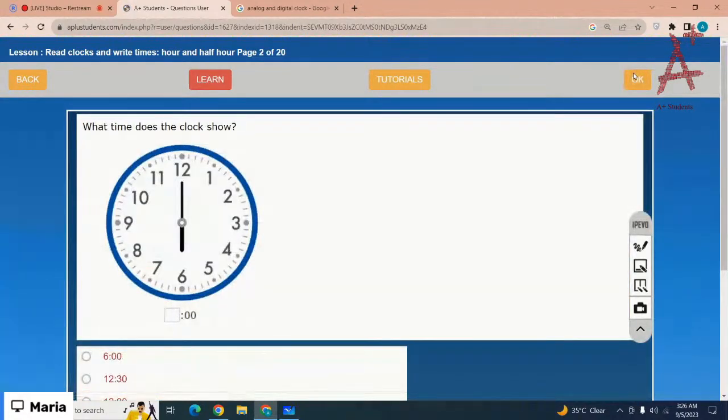What time does the clock show? Which is the correct option? Just look at the hour hand. It directly points to 6, right? That means it is 6 hours and 0 minutes. Option number 1 is the correct option.